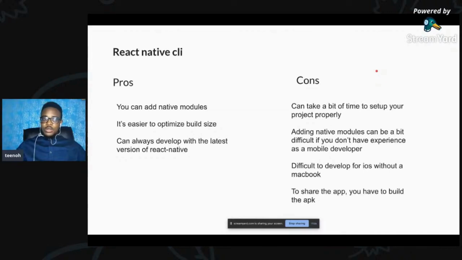So what are the pros and cons of using this approach? For the pros, the good thing is that you can add native modules. If you recall, we saw that it gives us an Android and iOS folder, so you could easily just jump in and make changes and edits. It is much easier to optimize build size, in the sense that it's giving you a bare metal project, right? So you have control of the different libraries that you're adding, and adding libraries obviously is a factor in determining the final size of your application.